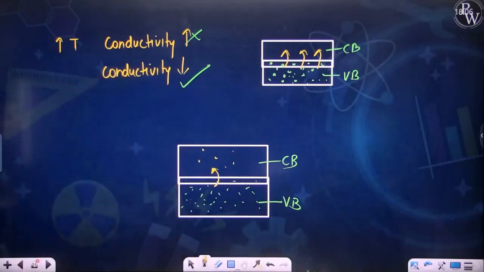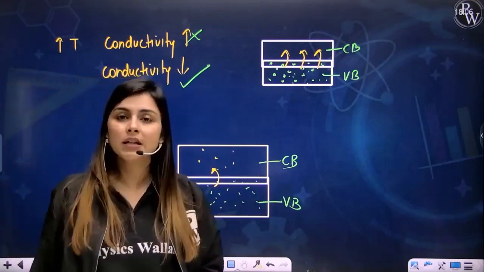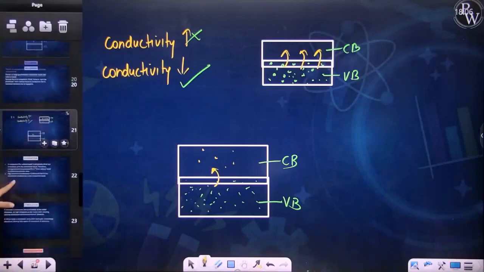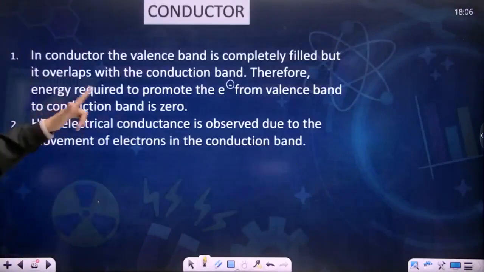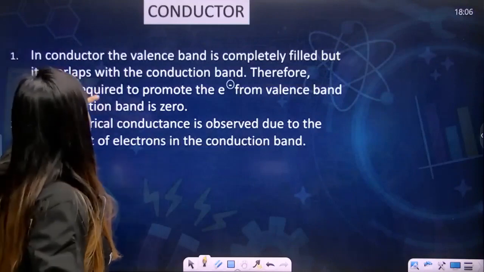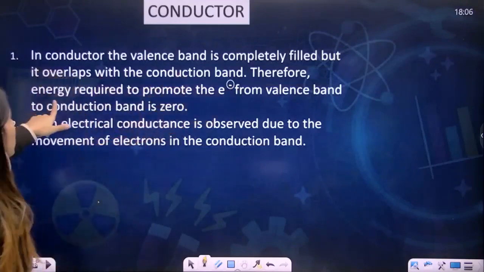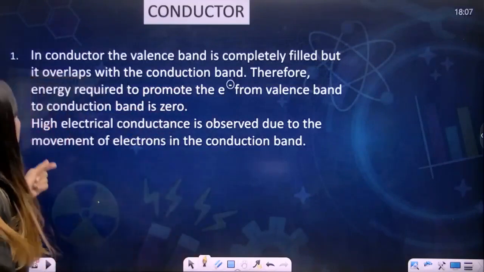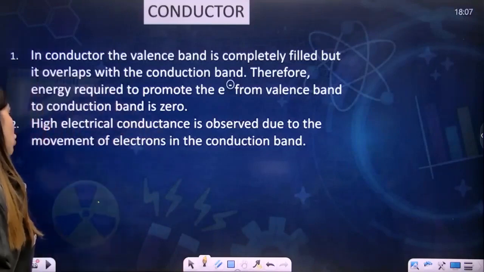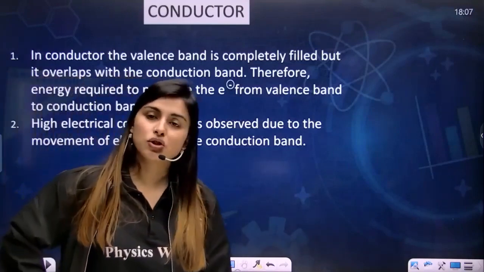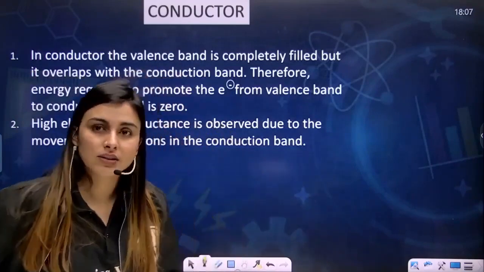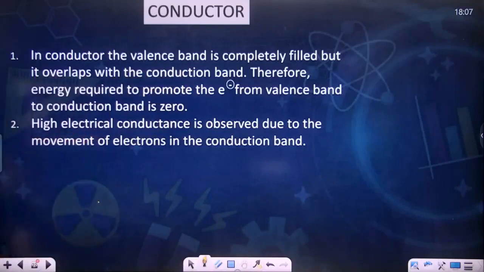You draw these diagrams. Whatever I have said till now will be written in the slides. You can write it down. I hope you're clear till now. Now just see. In conductors, the valence band is completely filled, but it overlaps with the conduction band. Therefore, the energy required to promote the electron from valence band to conduction band is nearly zero. High electrical conductance is observed due to the movement of electrons in the conduction band. Your electrons can move in the conduction band and eventually they are very good conductors. They can conduct electricity. I hope you have written till now.